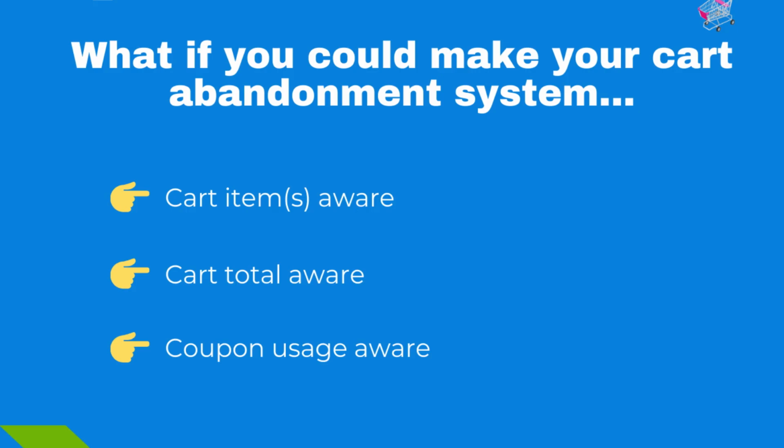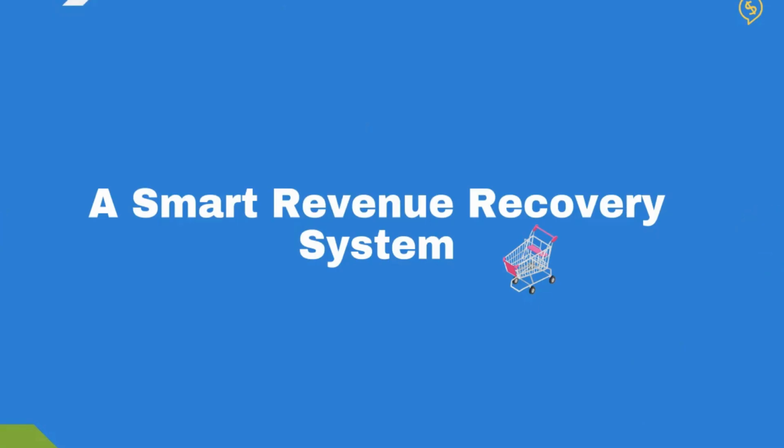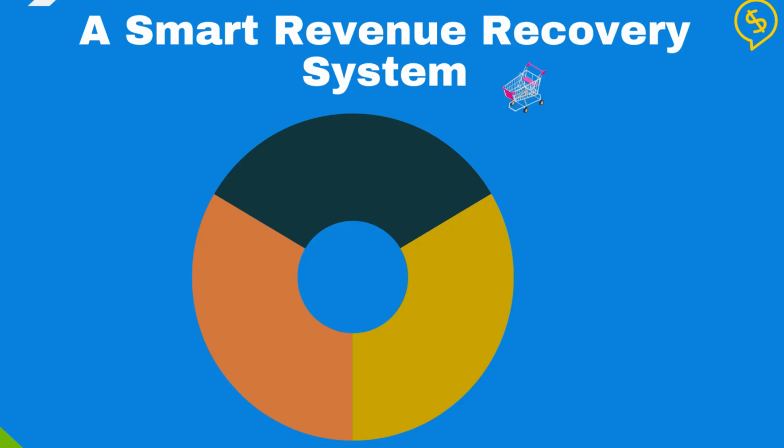So let me ask you, what if you could make your cart recovery strategy aware of the items in the cart, the cart value, and whether a coupon was used on the checkout page or not? What if you could make your cart recovery strategy smart so that you run targeted campaigns and increase their effectiveness? To really achieve all that, what you need is a smart revenue recovery system. And here are the components of a smart revenue recovery system.